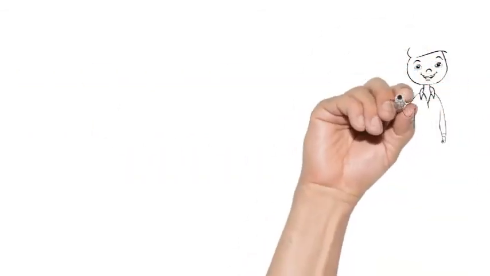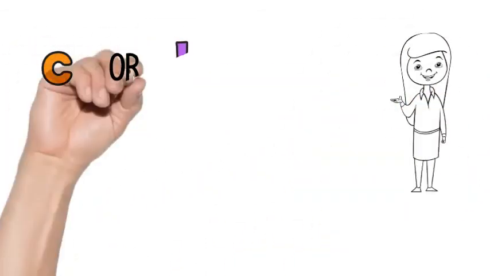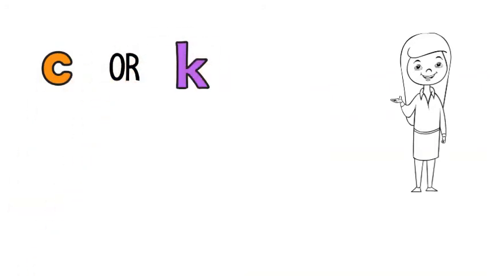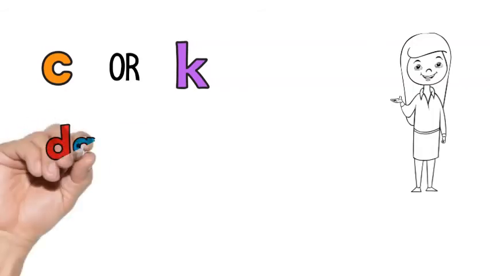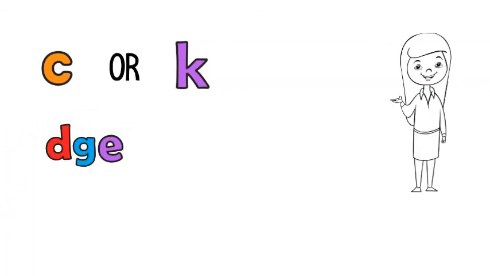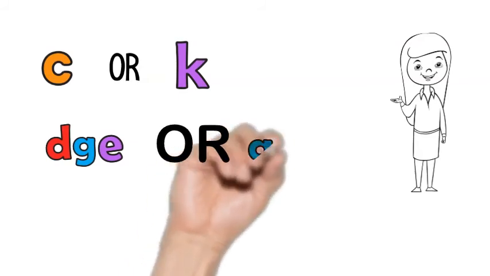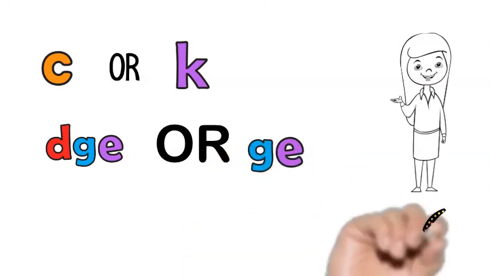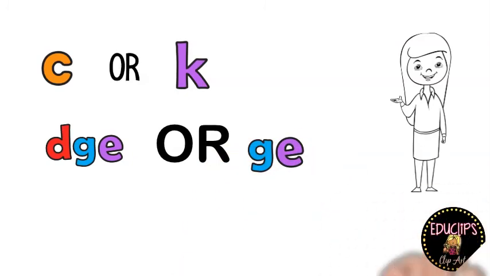In this video, we've talked about when to use C or K. We use C whenever we can, unless it's followed by E, I, or Y. If it is, then C says S, and we have to use a K. We also learned about when we use J at the end of a word. Do we write it as DGE or GE? If it is a short vowel before that J sound, we would use DGE. If it's a long vowel before that J sound, we use GE.